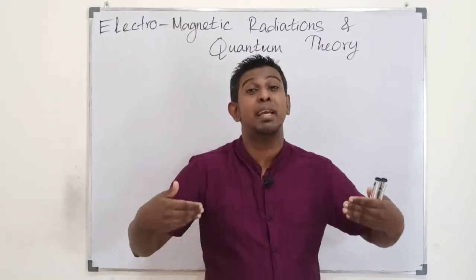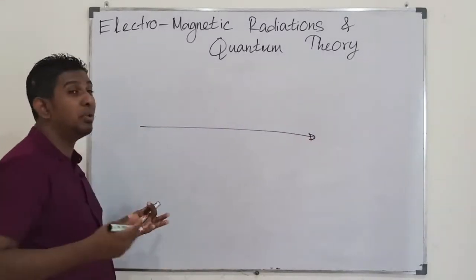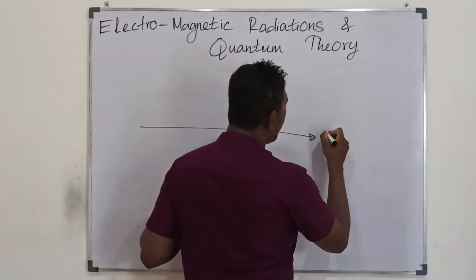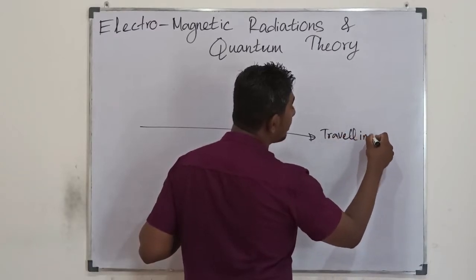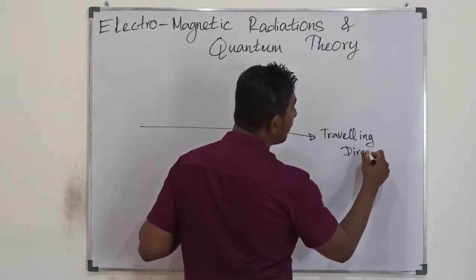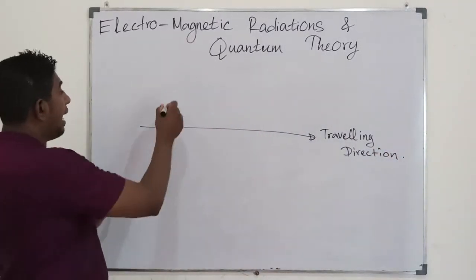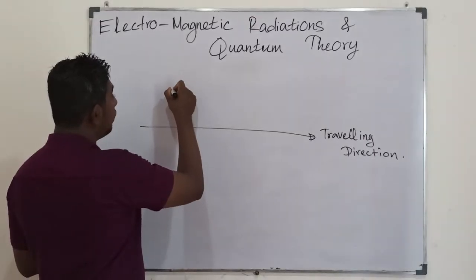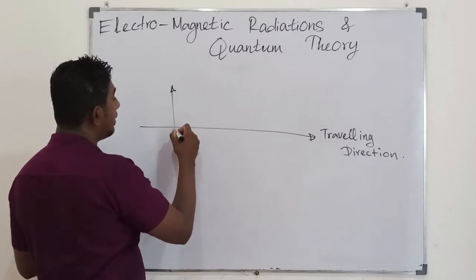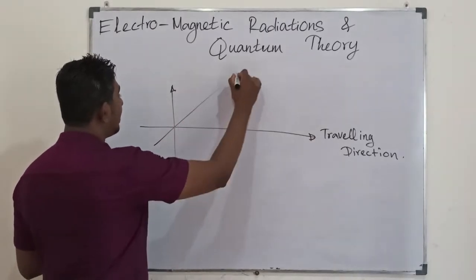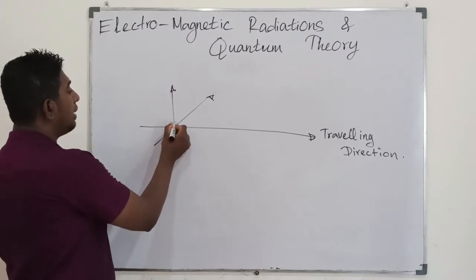Okay, let me explain that further. Students, let's say this is the traveling direction of the electromagnetic radiation. Then in the Cartesian plane, if this is the x-axis, you would have a y-axis perpendicular to the x-axis, and another axis, the z-axis, perpendicular to both x and y.